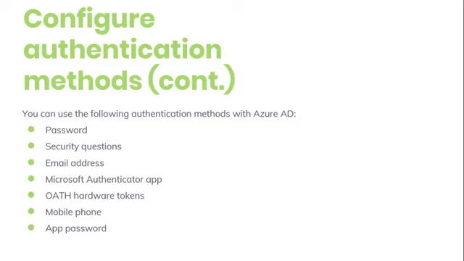OATH hardware token. OATH is an open standard that specifies how to generate one-time password codes. Azure AD supports the use of OATH TOTP SHA-1 tokens of the 30-second or 60-second variety. Customers can get these tokens from the vendor of their choice. Note that secret keys are limited to 128 characters, which might not be compatible with all tokens. Mobile phone. Two options are available: text message or phone call.